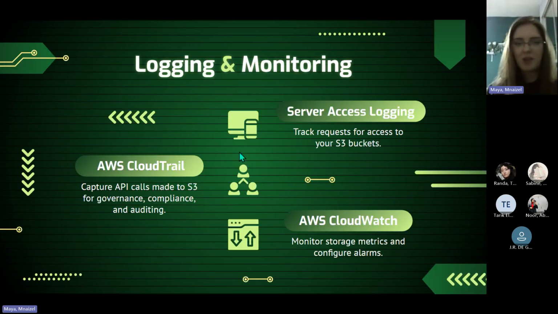So logging and monitoring, we've talked about this also. Monitoring is CloudWatch, using CloudWatch metrics and alarms. And you can capture API calls using CloudTrail. So anything related to capturing API calls is CloudTrail, and we're going to talk about it in the CloudWatch and CloudTrail session. Server access logging, you can request access logs for your S3 buckets using this feature.